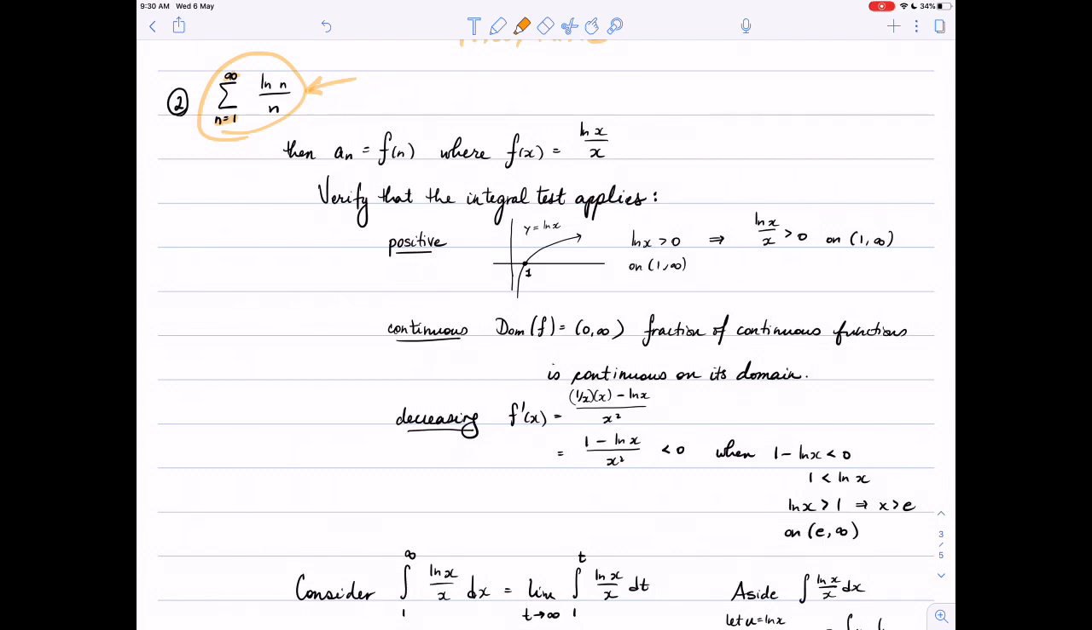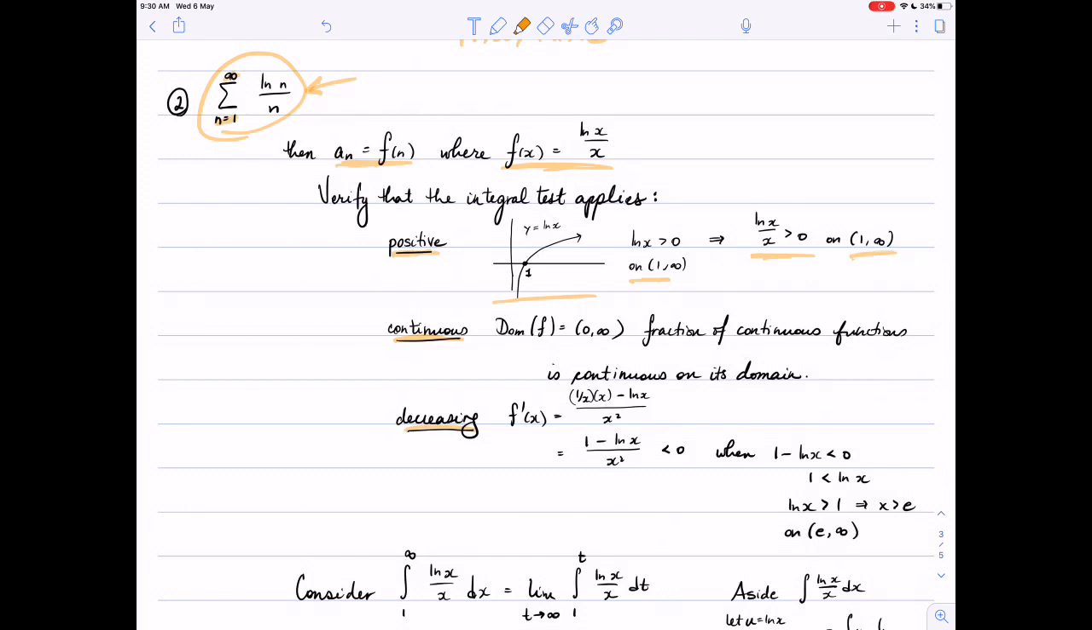So then what do we have here? We have a function, right? We have a function f of x is ln x over x, and so our series term is the function applied at some integer n. We have to check that the function is positive, continuous, and decreasing. So positive, well, we're looking at the logarithm. The logarithm is positive on 1 to infinity, and so ln x over x is positive on 1 to infinity.